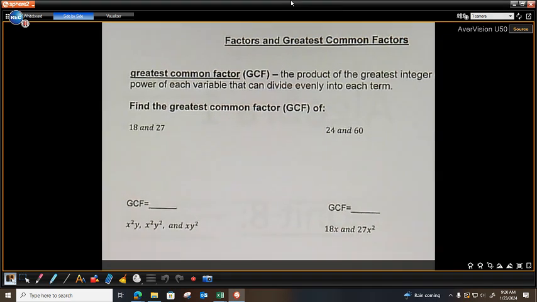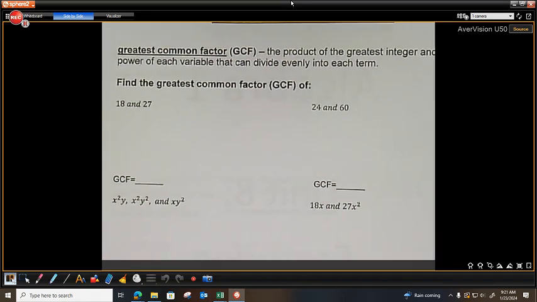Okay? So, we are starting with our greatest common factor. It says the greatest common factor is the product of the greatest integer and the greatest power of each variable that can divide evenly into each term. Do we remember doing GCF before? Like previous years, you did like a factor tree, and then you found all the common factors, and then you multiplied them all together to find the largest number, the greatest common factor with the two numbers. Does that bring back a little bit of memory? If not, lucky for you, we're doing it again today.